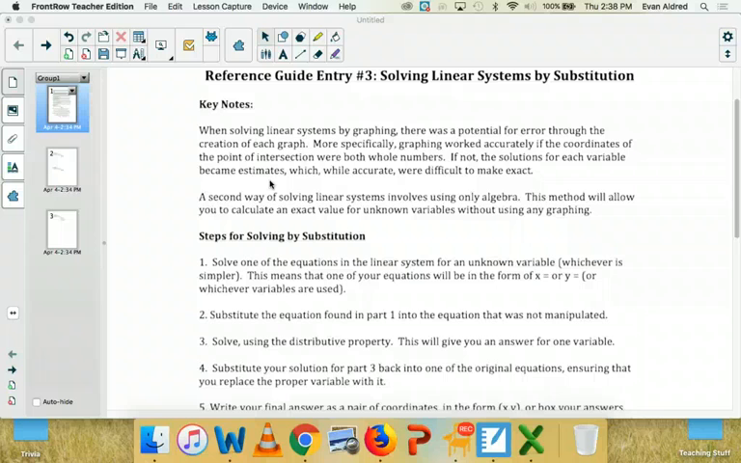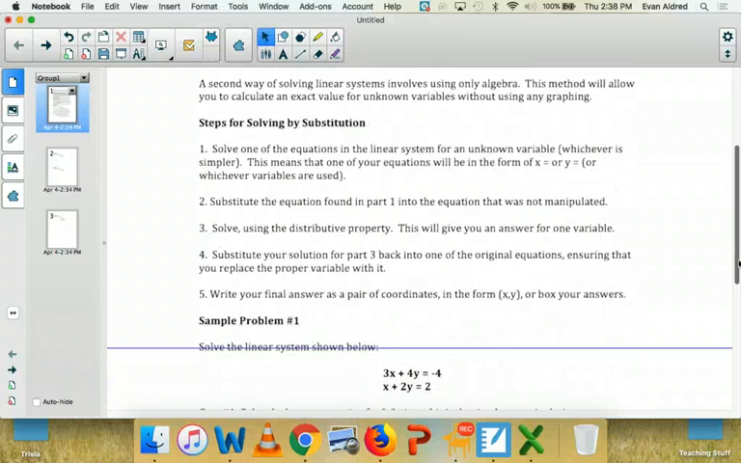And fortunately, substitution will remedy that. Substitution will allow us to use algebra to find the values of our variables. And instead of it being vague, if they're not nice counting numbers, we will have very specific answers for the two variables in our linear system.